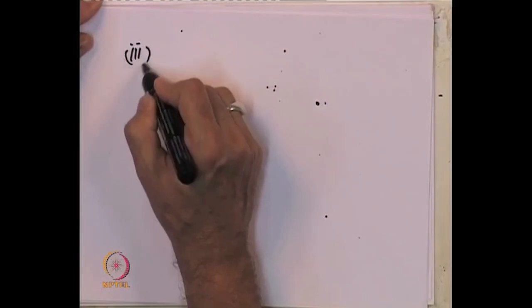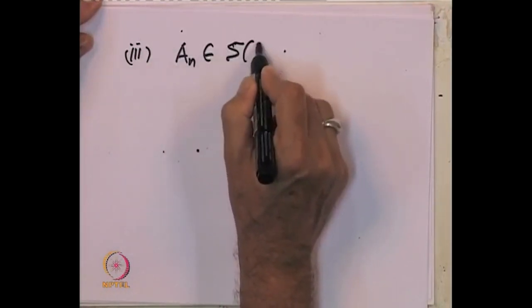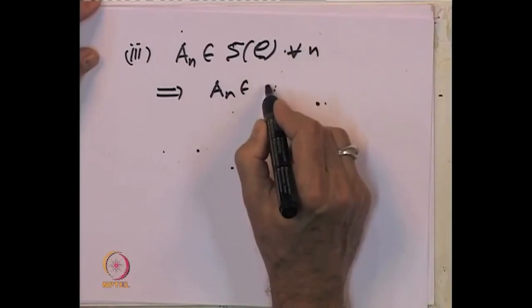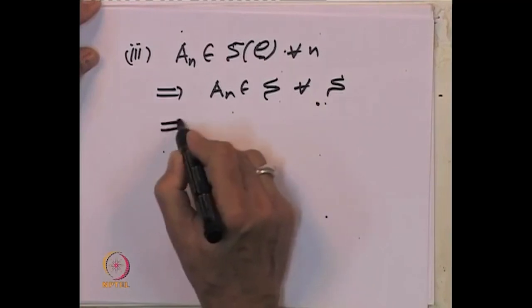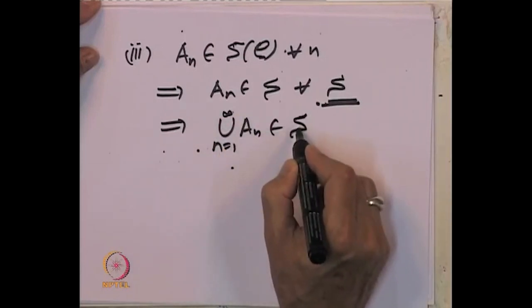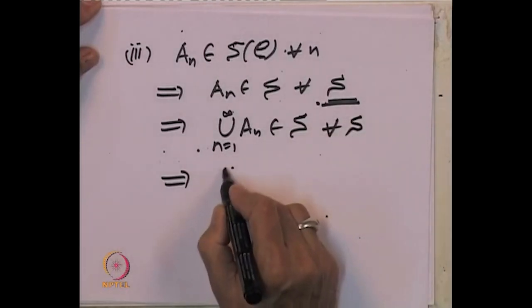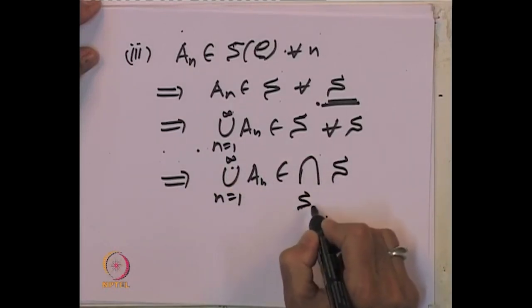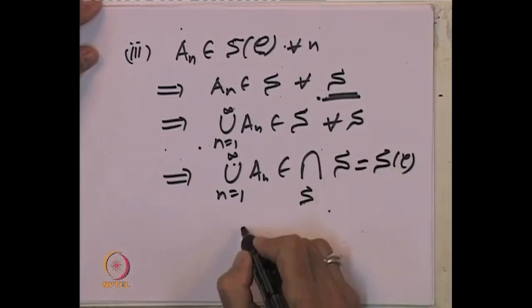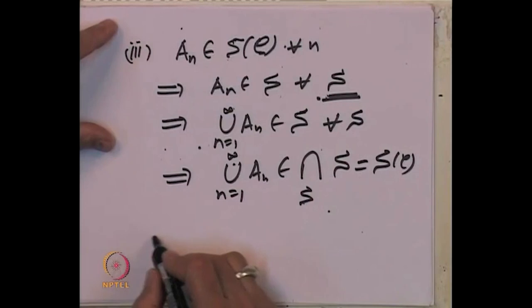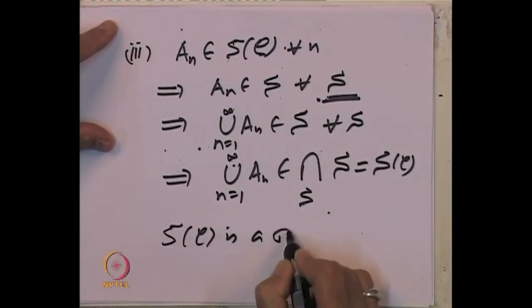Similarly, the third property. Let us take a sequence A n which belongs to S of C. That implies A n belongs to S for every n and every S, and because S is a sigma algebra, the union of A n, n equal to 1 to infinity, also belongs to S. That holds for every S, so the union over n equal to 1 to infinity of A n also belongs to the intersection of all these sigma algebras S, and that is nothing but S of C. So what we have shown is that S of C, the intersection of all sigma algebras which include C, is itself a sigma algebra.